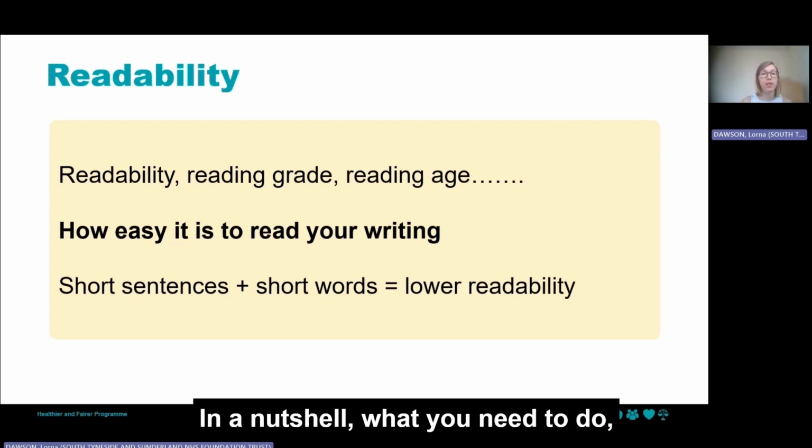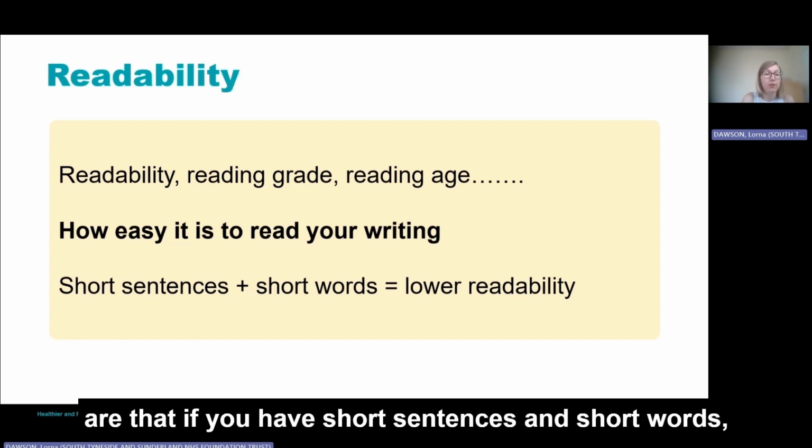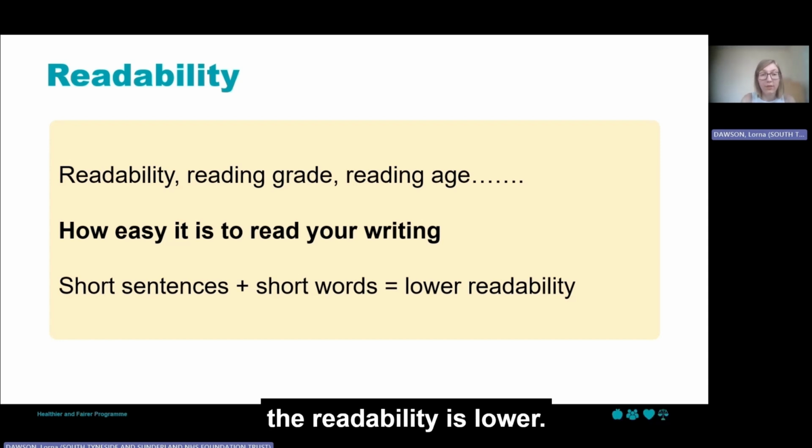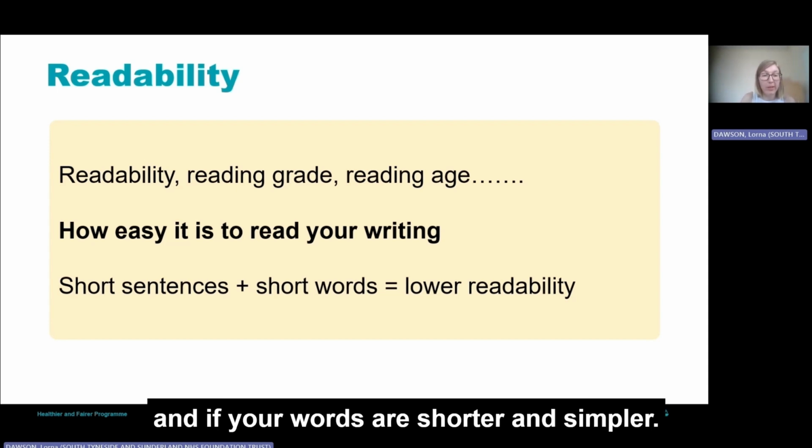And in a nutshell, what you need to do and why we've included some of the things in Betty is that if you have short sentences and short words, the readability is lower. So your writing is easy to read if your sentences are shorter and if your words are shorter and simpler.